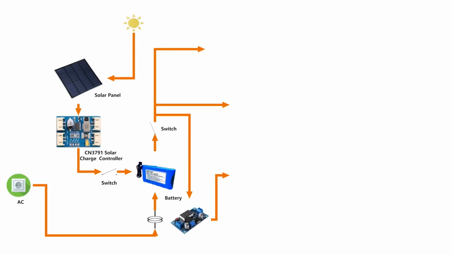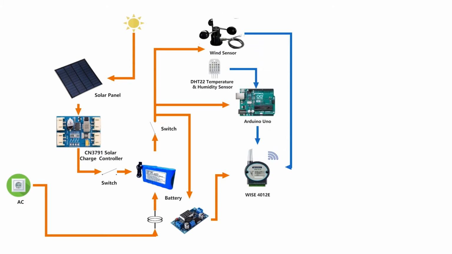Our system can be divided into two parts. The first part is the power supply. The battery is charged by both solar panel and AC to avoid insufficient power supply, and the battery will guarantee normal operation of WISE, Arduino, and the wind sensor.